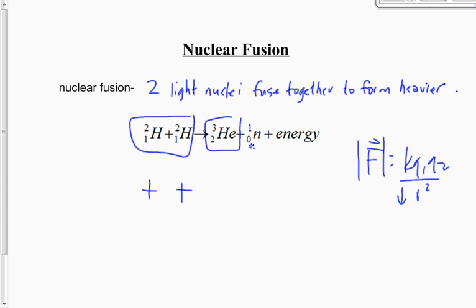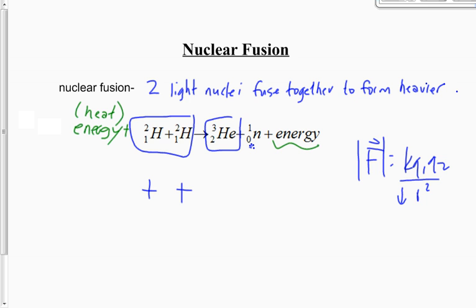We overcome that force of repulsion by supplying energy to it on the left-hand side, usually in the form of heat. So you pump a bunch of energy into this. You energize these hydrogen nuclei so that they can overcome that repulsive force, fuse together, release a neutron, and release even more energy on this side.